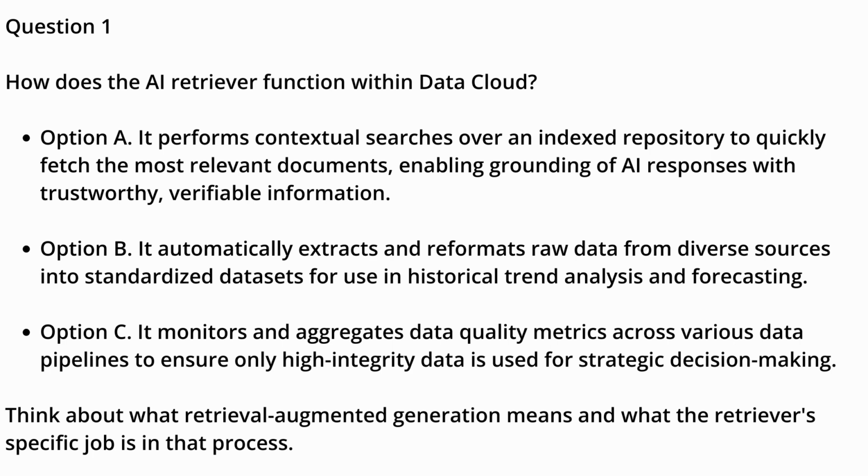Option B. It automatically extracts and reformats raw data from diverse sources into standardized datasets for use in historical trend analysis and forecasting. Option C. It monitors and aggregates data quality metrics across various data pipelines to ensure only high-integrity data is used for strategic decision-making. Think about what retrieval augmented generation means and what the retriever's specific job is in that process.